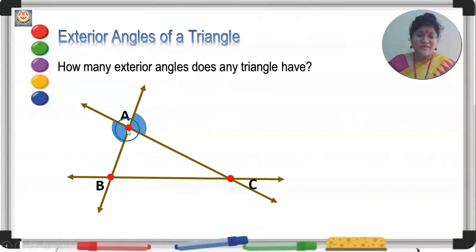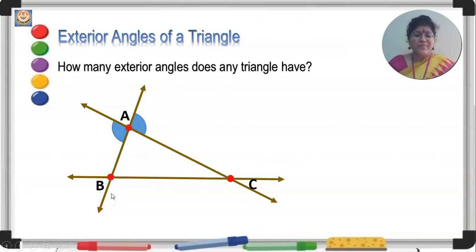There is more to it. So the clue is, look at the interior angle. Don't take the vertically opposite angle, but take the angles that form a linear pair with this angle. So this forms a linear pair. This forms a linear pair.